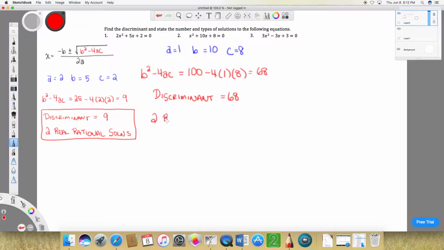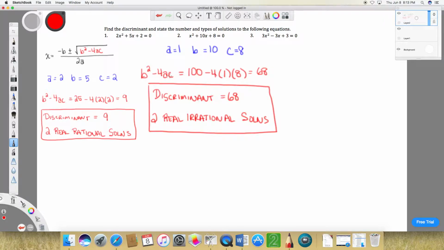There are two real solutions, but because the 68 is not a perfect square, you're going to have a radical in your final answer. See, the last one, the radical 9, it simplified to 3. The radical 68, the radical does not go away. So we have two real irrational solutions. And there's our answer for number 2.